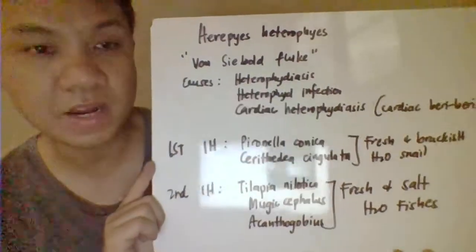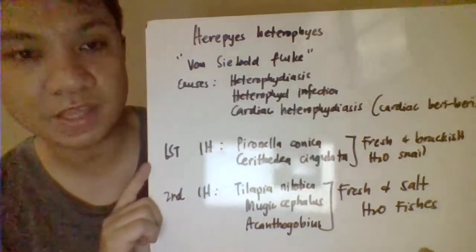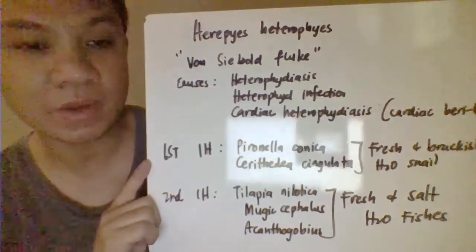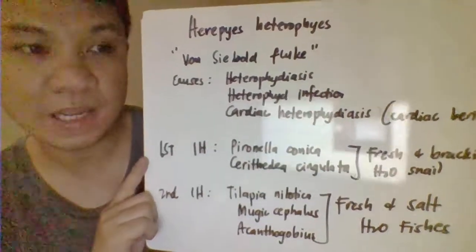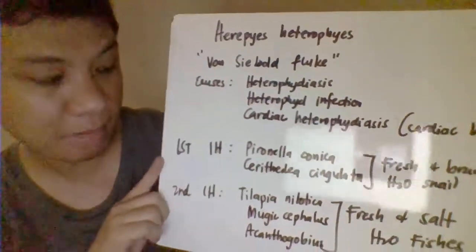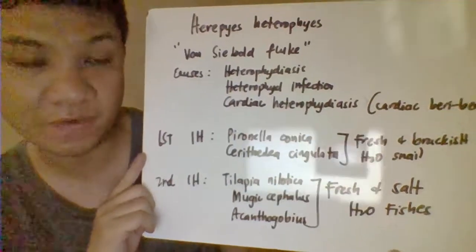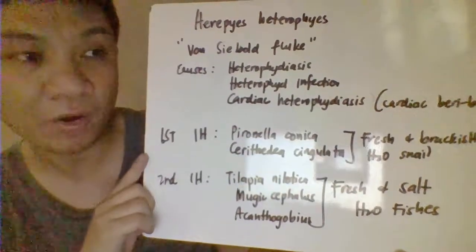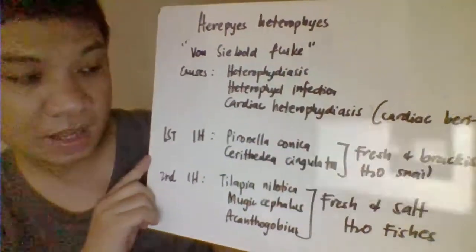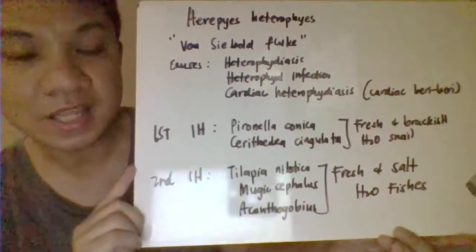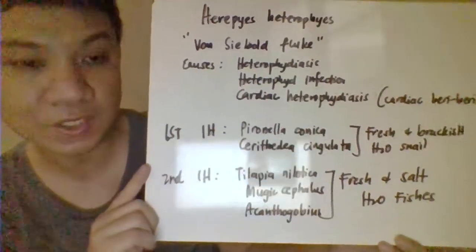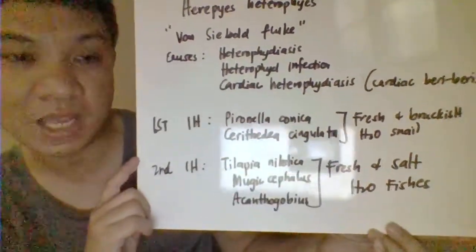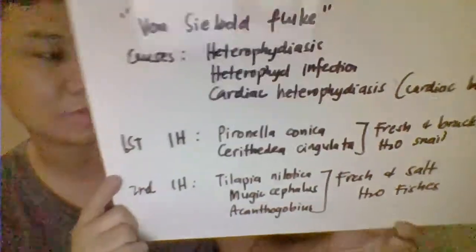Okay, the next one we have here is Heterophyes heterophyes. Other name for that is von Siebold fluke. It causes heterophyid infection, and also cardiac heterophyidiasis. The primary intermediate host is a snail, a fresh and brackish water snail. This includes Pirenella conica and Cerithidea cingulata. On the other hand, the second intermediate host is fish, fresh and saltwater fish. This includes tilapia, mugil, and Acanthogobius.